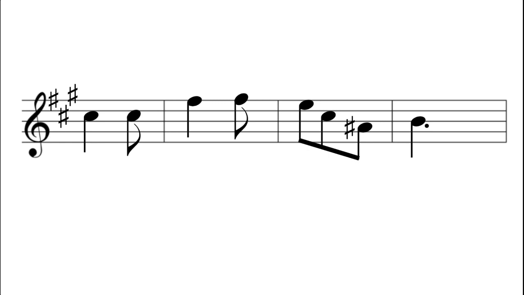So A major, right here we have a sharp that is for all the C's. So this would be C sharp, C sharp. Then we have F sharp right here. So F sharp and F sharp. E is not included within the key signature, so it would be just E, and then C, also from the key signature. Then we have A sharp because this is an accidental. Then we have just B.